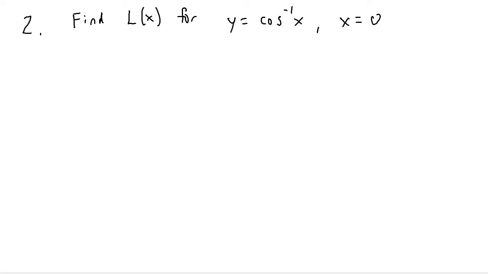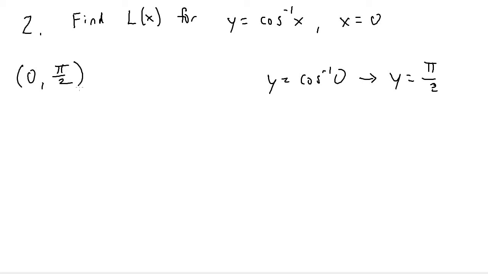So number 2 asks to find the linearization for y equals inverse cosine of x, or arc cosine of x, at the point where x equals 0. So obviously we have to find our coordinates first, and we're already given the x coordinate of 0, as shown here. So in order to find the y coordinate, we can just plug it into the original equation. So we get y equals the inverse cosine of 0, and I just need to think about cosine of what angle gives me 0, and that would be pi over 2. So y is going to equal pi over 2. So our coordinates are 0, pi over 2.